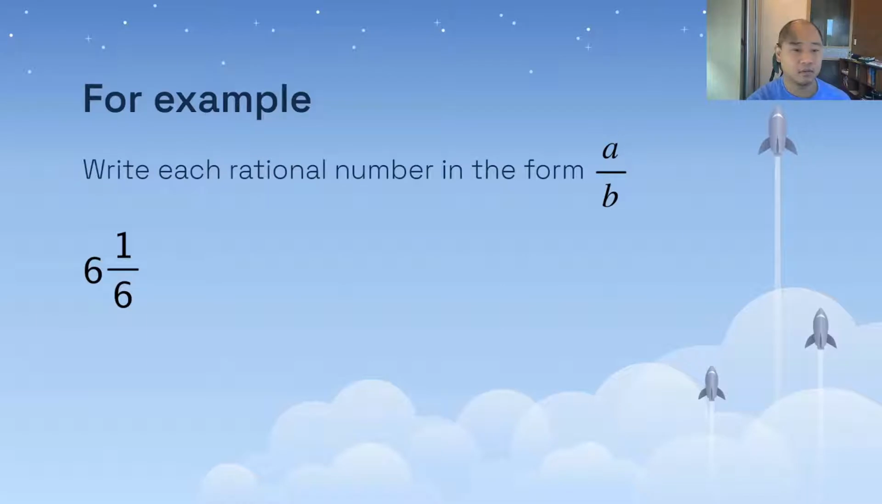For example, let's see if this is a rational number. Well, this is not in the form of a over b because it's a mixed fraction or compound fraction number or whatever you want to call it. So can we convert this into the form a over b? We sure can. We can multiply 6 by 6, and that's 36. We can add 1, and that'll give us 37. And then we just put it right over the original denominator, which is 6. 37 over 6. So indeed, 6 and 1/6 is a rational number.